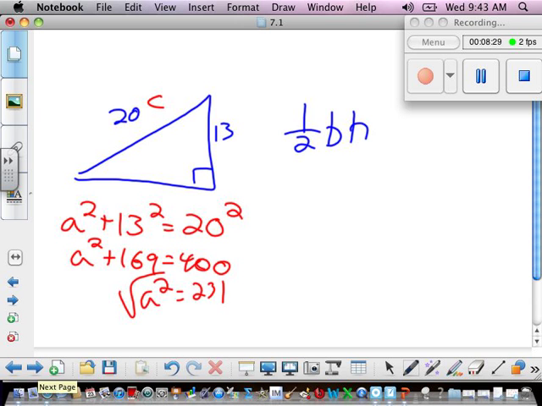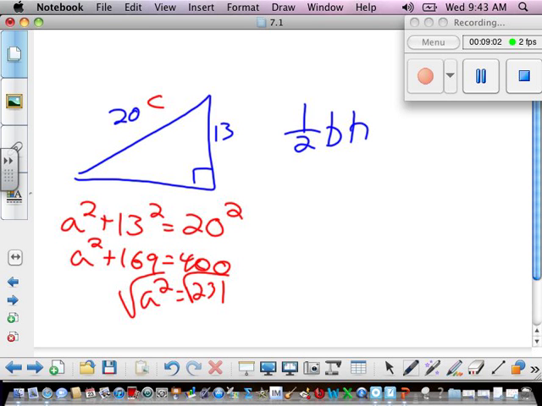Now I'm going to square root both sides, so this is the fun part. 231. What's the biggest perfect square that can go in here? 225. Doesn't go in evenly. What's the next biggest one? 196? Doesn't go in evenly. What's the next biggest one? 169? Doesn't go in evenly.